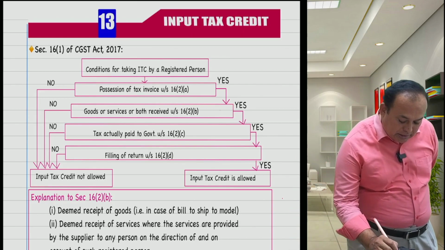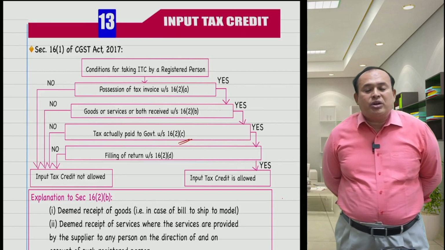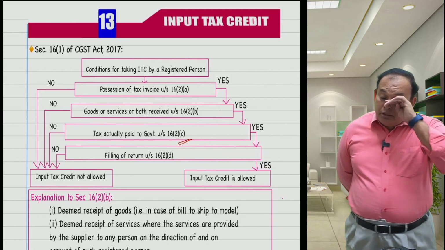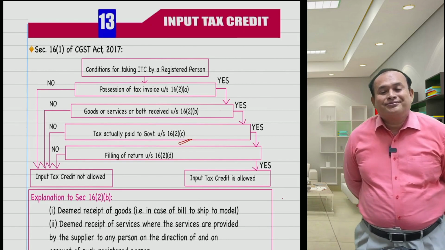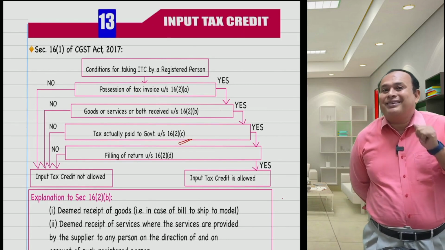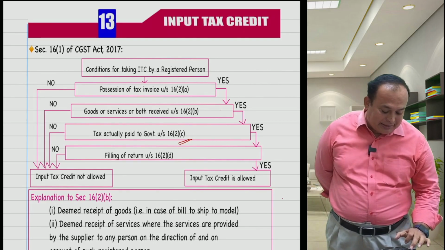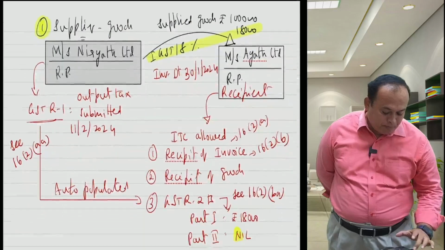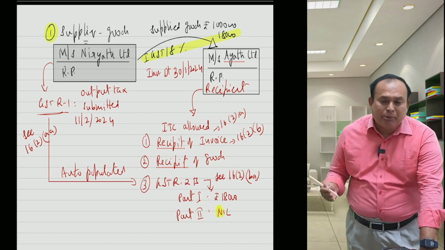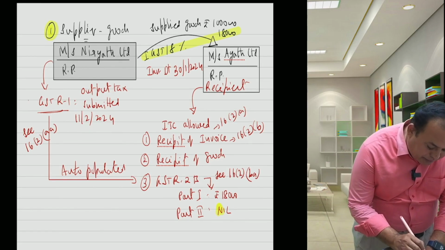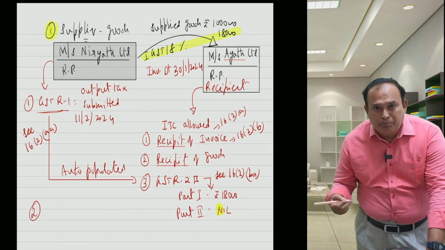Now coming to Section 16, subsection 2, clause (c): tax actually paid to government. By whom? By the supplier. In our given example, the supplier's GSTR-1 return was filed by 11th of February. Subsequently, the first step is done. Second step, that fellow has to file the GSTR-3B return with payment.